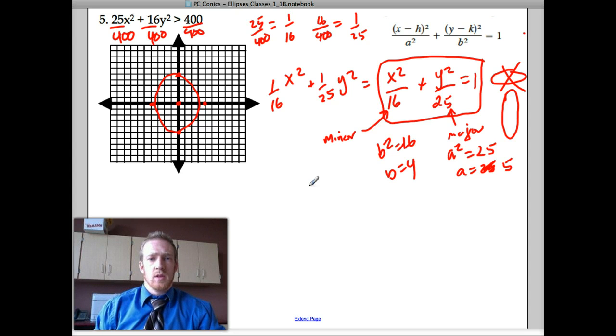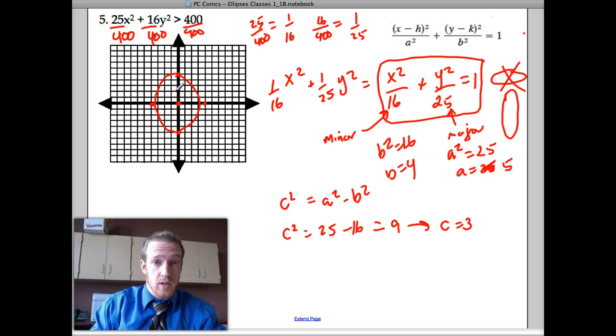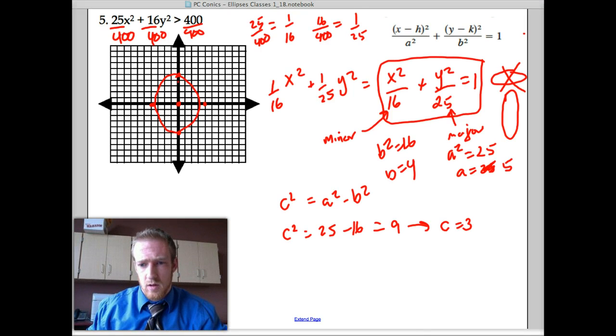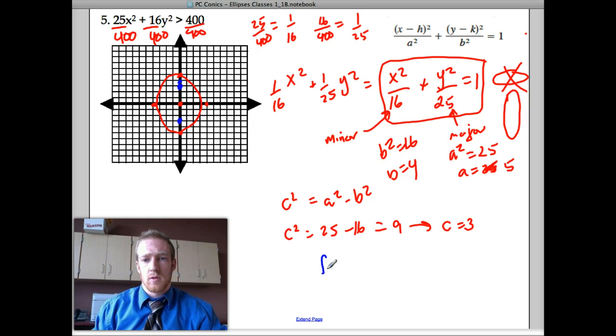And then we need the foci. So we have c squared equals a squared minus b squared. It's always the larger minus the smaller. So c squared equals 25 minus 16, which equals 9. So c squared equals 9 means c equals 3. Along the major axis we go up 3 and down 3. So these are the foci: foci at (0, 3) and (0, negative 3).